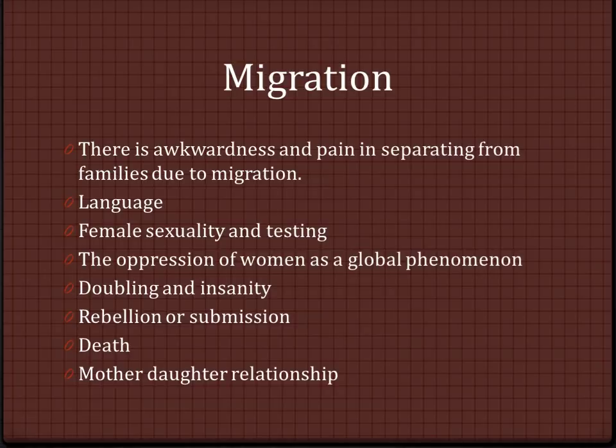Danticat also links these mental issues with the way that women are treated in the society and the whole idea of violence against women. This is what happens when there is violence against women. Now, doubling. Doubling is a practice in the voodoo tradition. And this is what Danticat wants to tell us.